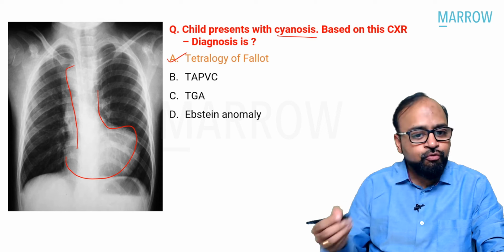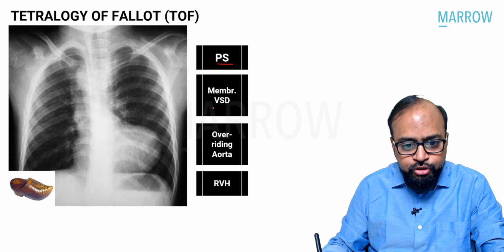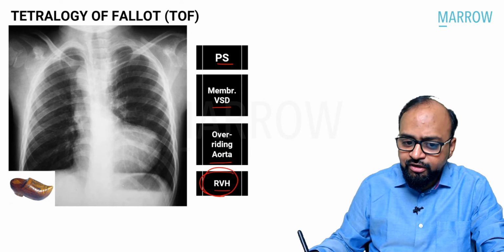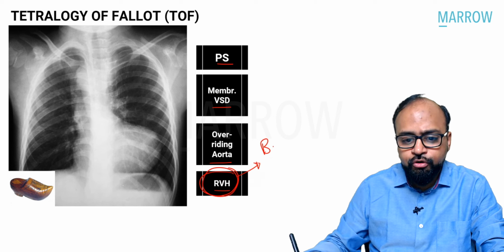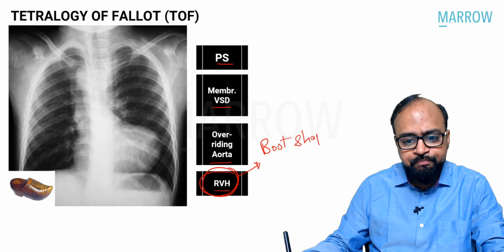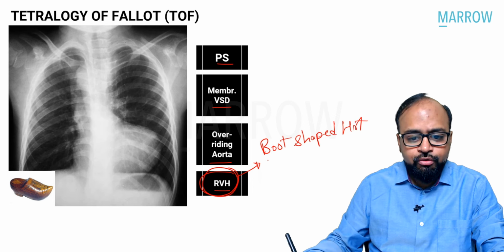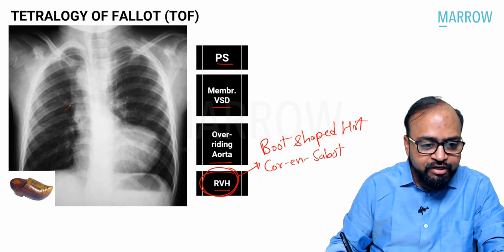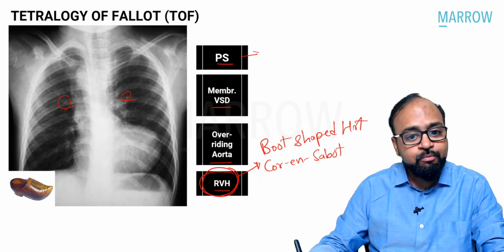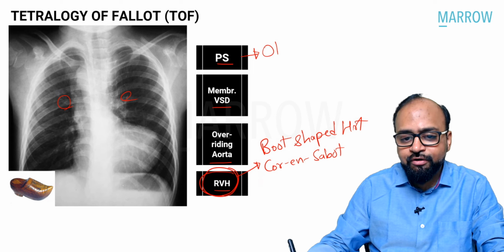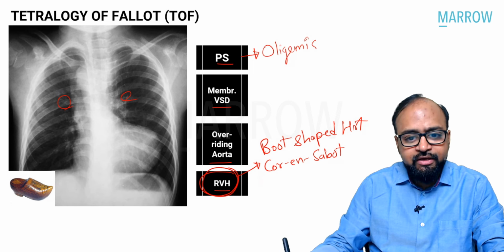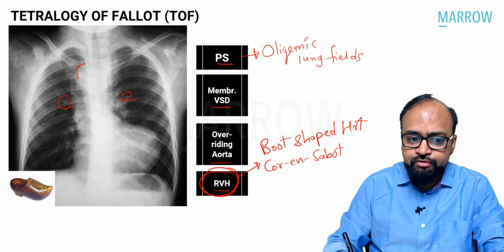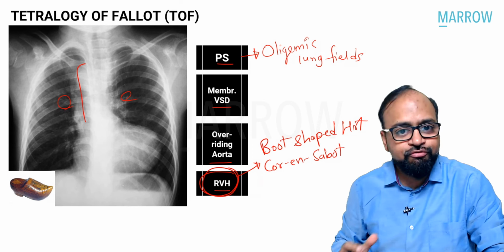Now, tetralogy of Fallot has 4 important components: infundibular pulmonary stenosis, membranous VSD, overriding aorta, and right ventricular hypertrophy. It is this right ventricular hypertrophy which is responsible for your boot-shaped heart or your coeur en sabot appearance, right? So oligemic lung fields, you can see the vascularity is very poor. Why? Because of pulmonary stenosis, blood supply is not going towards the lungs, right? So therefore there are going to be oligemic lung fields. And as we've discussed, there is a very high association with a right-sided aortic arch. So this is about tetralogy of Fallot, the imaging findings.